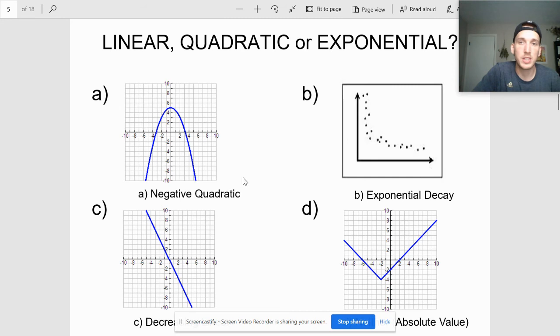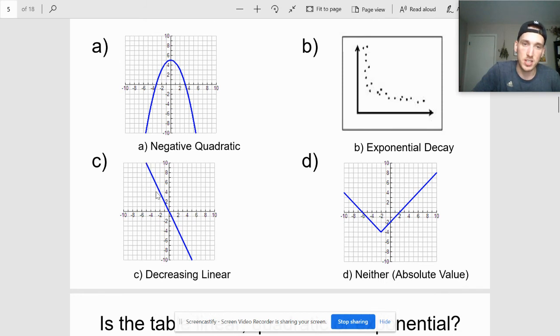And if we're looking at some examples, obviously this is quadratic because it's a parabola. This is exponential, right? We see that exponential decay right there. We can tell the difference between quadratic and exponential because this thing levels out at its asymptote, whereas a quadratic makes more of a U shape with its parabola, right? Part C, that's obviously linear because it's a line with a negative slope. And then D is kind of a trick one. It's none of them. It's absolute value, right? So that's how to tell between graphs.